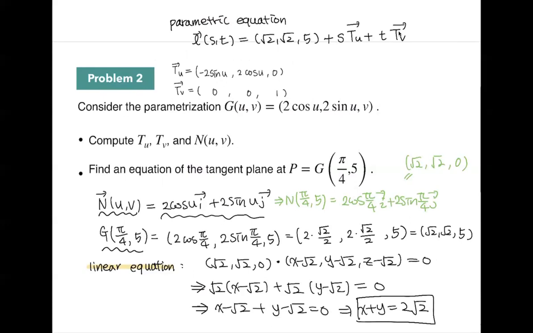We want to find the tangent vectors at u equal to pi over 4. So our Tu at this point is given by minus 2 sine pi over 4, 2 cosine pi over 4, comma 0, which is minus root 2, root 2, 0. And Tv does not depend on u and v, so it'll be just 0, 0, 1.